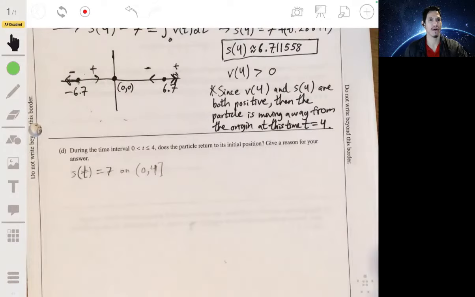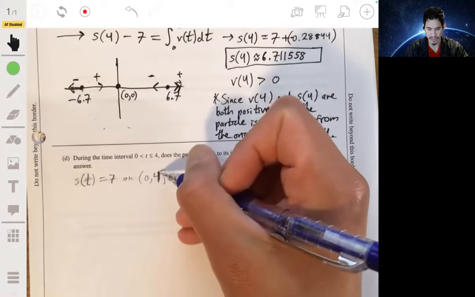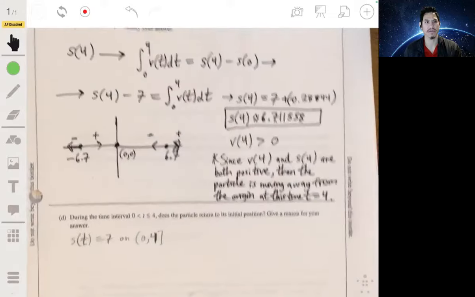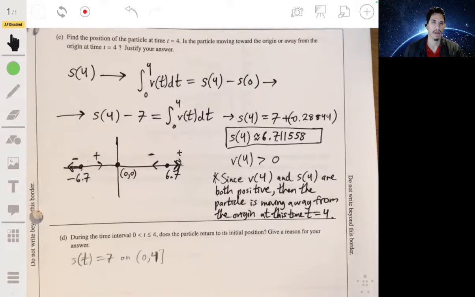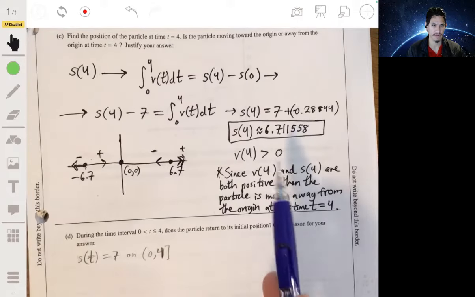This is basically some analysis and a real test of whether you understand how the intermediate value theorem applies to this calculus problem. So let's look at this.